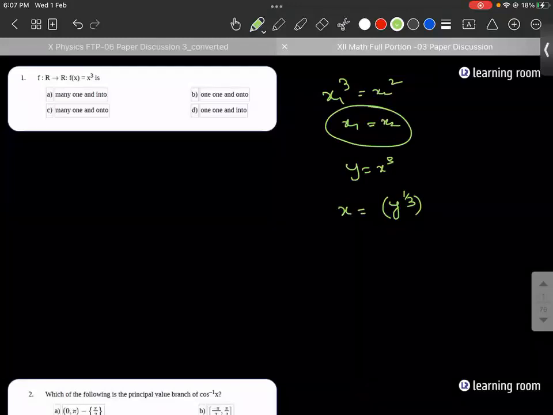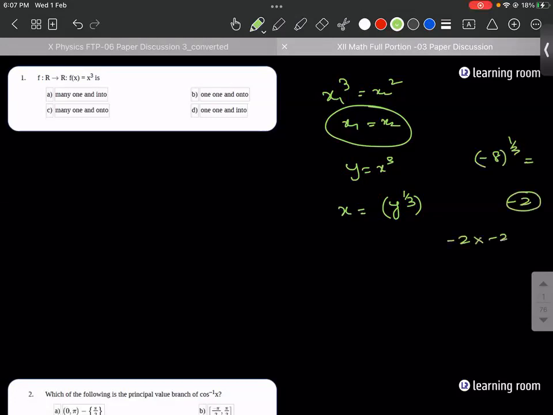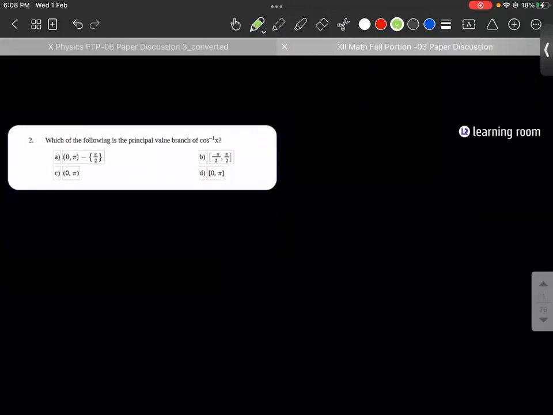Yeah, but why is it D? Since negative numbers inside the root, it's imaginary. No. Negative numbers are possible. For example, minus 8 power 1 by 3 is minus 2, because minus 2 multiplied with itself 3 times is minus 8. It is not into, rather it is onto. It is 1 to 1 and onto. So Nitish, mark option B. Write it on paper and send it to me.